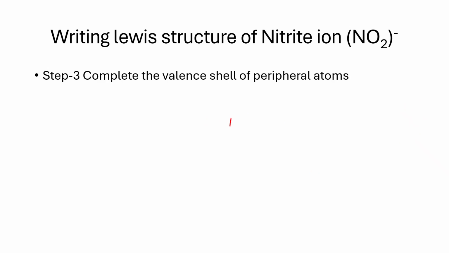Let me write the structure that we deduced in the previous slide. We have 14 more electrons left to account for. Here, just as before, we complete the valence shell of the peripheral atoms by having lone pairs. So we have 3 lone pairs here, and we have 3 lone pairs here. That makes up 6 lone pairs. So 6 lone pairs imply 12 electrons, which means 12 electrons have now been accounted for, and we are now left with just 2 more electrons.